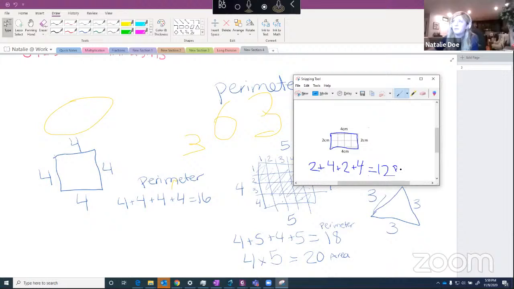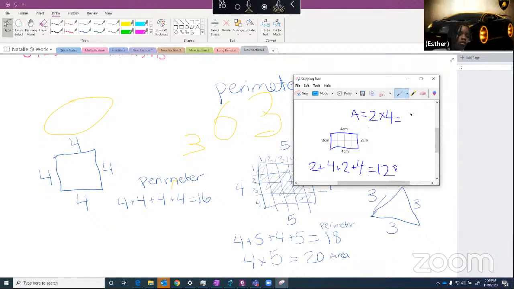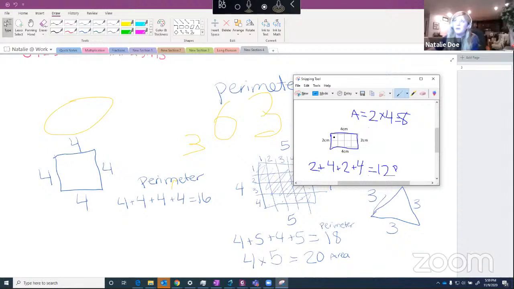So that's perimeter. Now we want area. So area is how many squares are there on the inside. So this one's small enough you could just count it yourself, or you can multiply one side by the other side. So this would be 2 times 4. So what's that? 2 times 4 equals 8. Yeah, that's exactly right, Esther. So if we count the squares, we've got 1, 2, 3, 4, 5, 6, 7, 8. So that's area and perimeter.